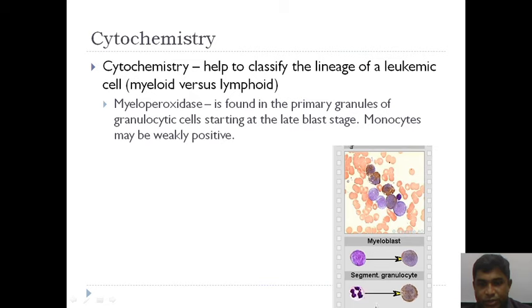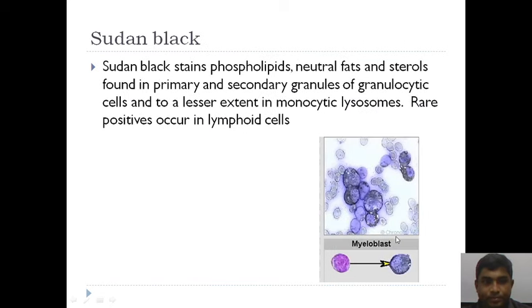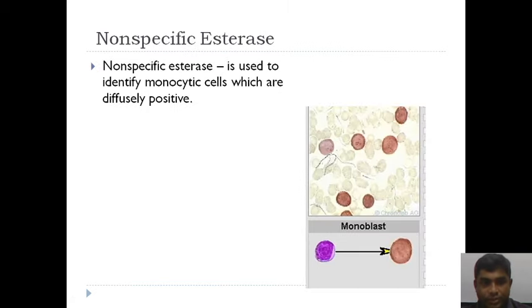So you can see a neutrophil which is positive. This brown color is positive, and a myeloblast also shows positivity. Sudan black is another stain which stains the phospholipids and fats, and it is present in the granulocytic cells, meaning myeloblasts, granulocytes, myelocytes, metamyelocytes. So you can see these black dots within the cytoplasm of the cell, and it is positive in the myeloblasts. It's usually negative in lymphoblasts.